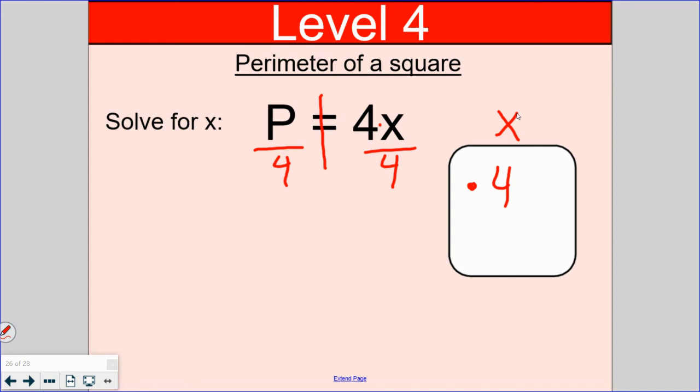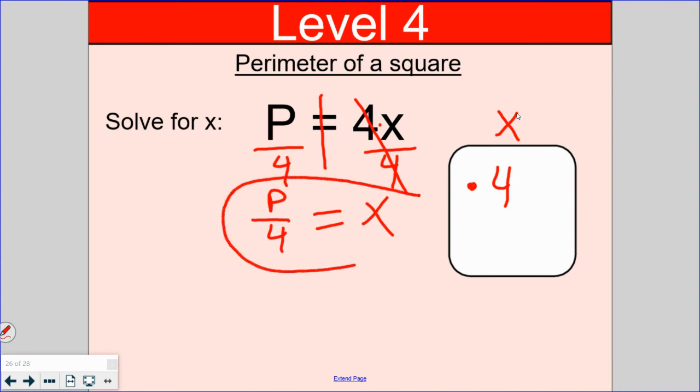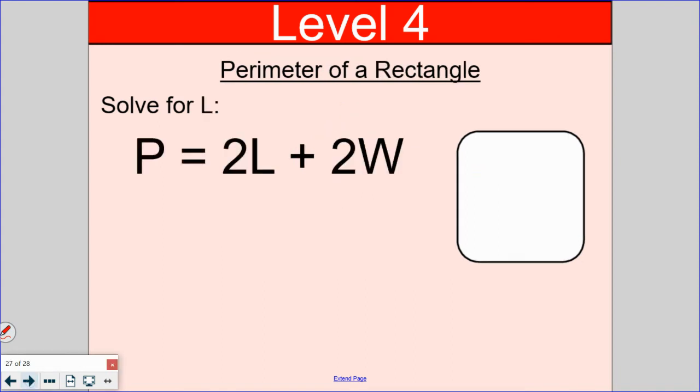We know that 4 divided by 4 is 1. So here on the right side, we're just left with x. And over here, p divided by 4. And there is our answer. We solved for x. X is p over 4. All right? The next one, if we use these chore charts, they make these not so bad at all.